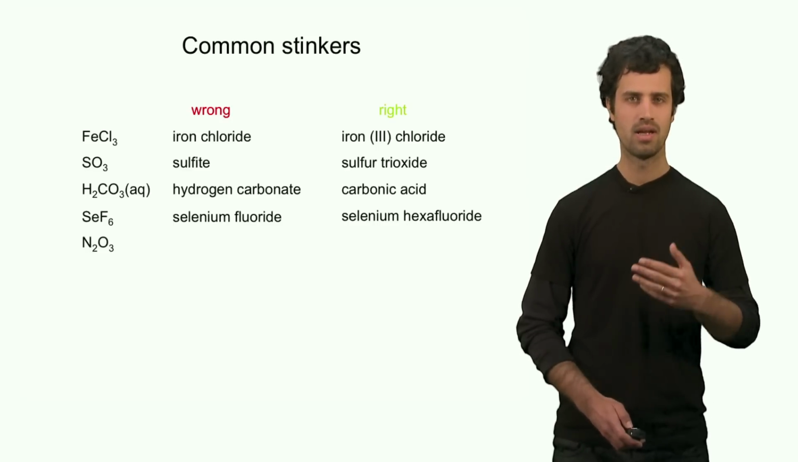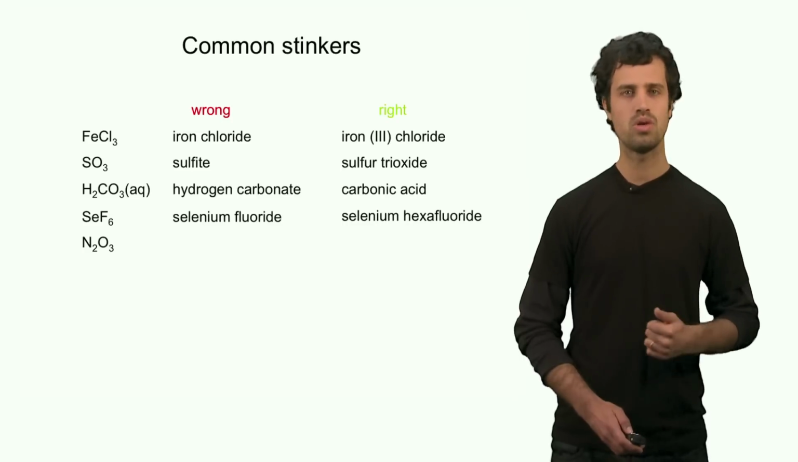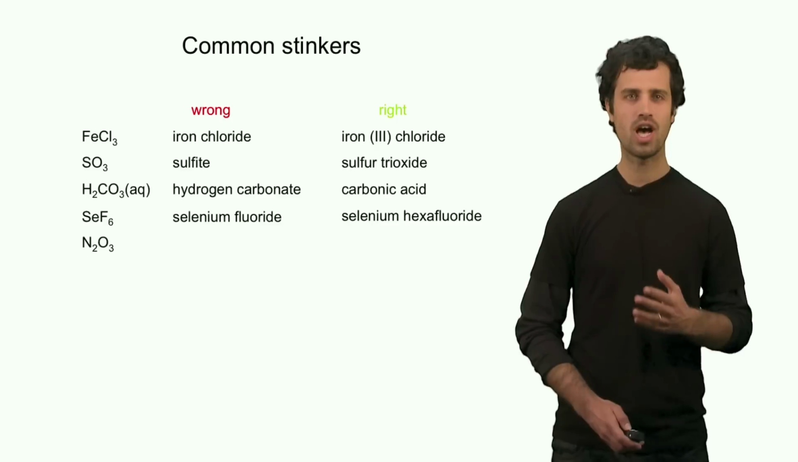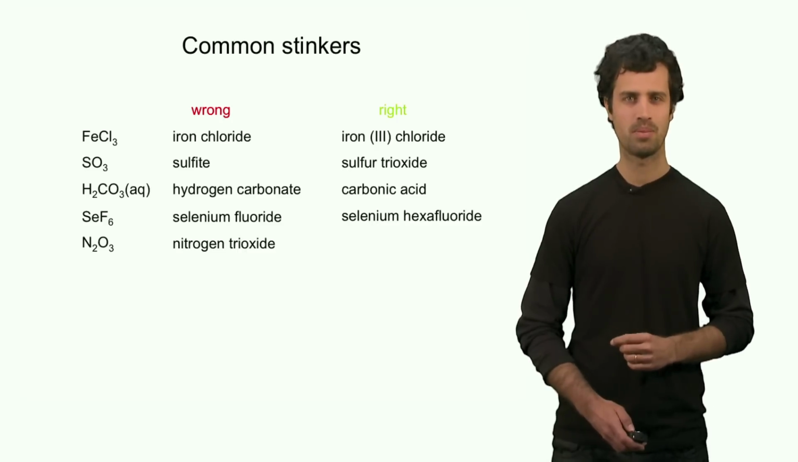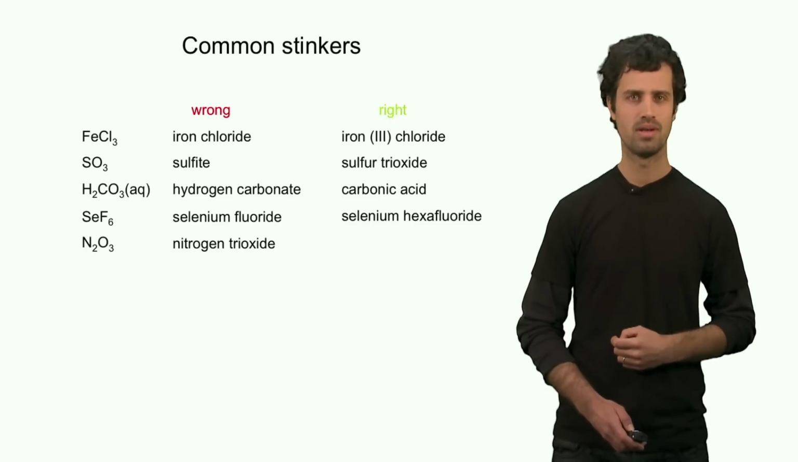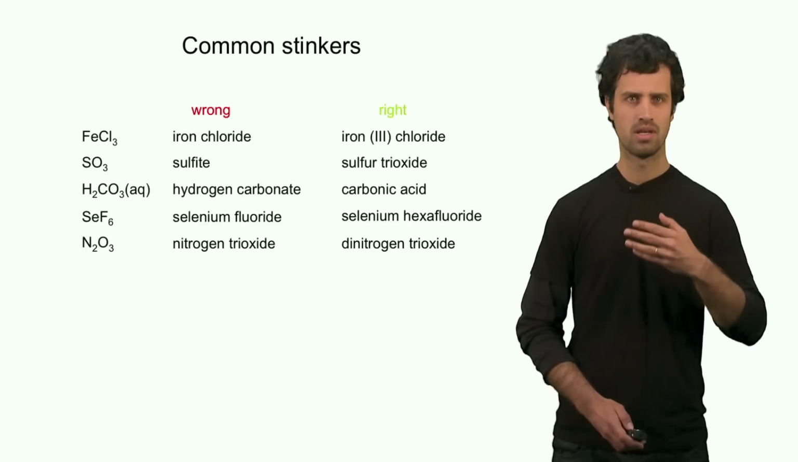And then finally, this compound containing 2 nitrogen atoms and 3 oxygen atoms. This is not nitrogen trioxide, because the first element contains more than 1. And in that case, we have to specify the number. This is dinitrogen trioxide.